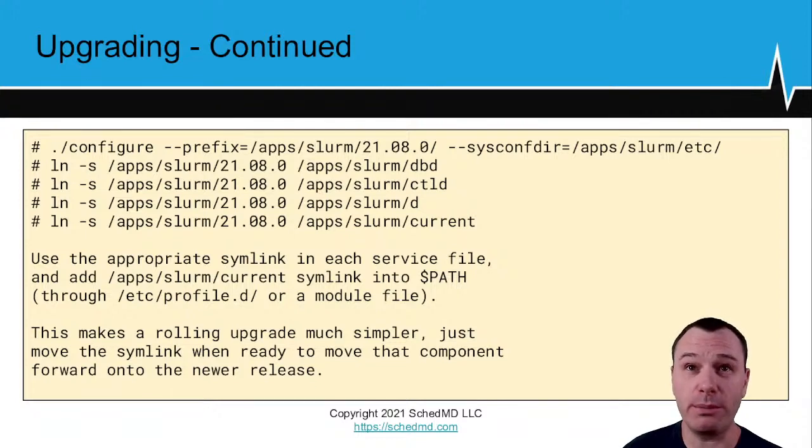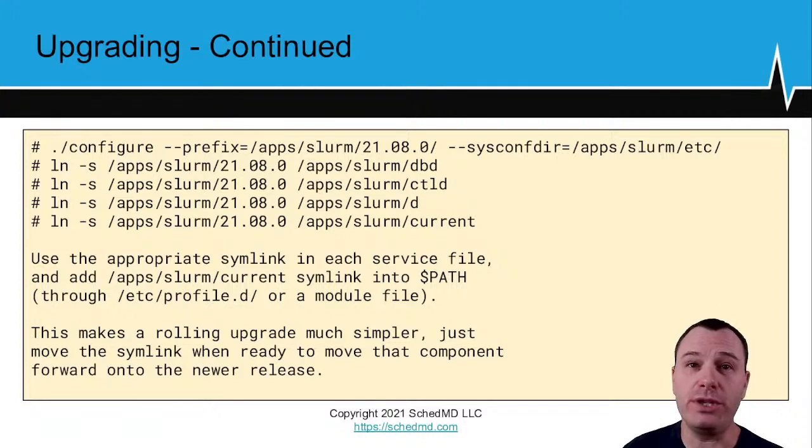Here's an example of an upgrade procedure we recommend. You can see we have an apps directory that we use as a prefix for Slurm, and under that Slurm directory, we have stored the 21.08.0 release. To make upgrades easier, you can then use a symlink to the services you share out to the cluster. In this case, the DBD refers to the Slurmdbd, the CTL, the controller, the D, the Slurmd, and current represents the current version of Slurm.